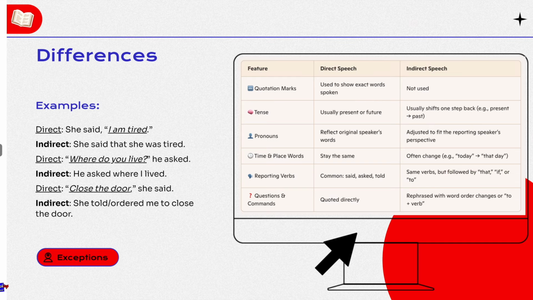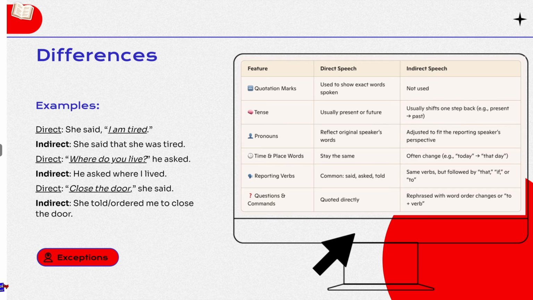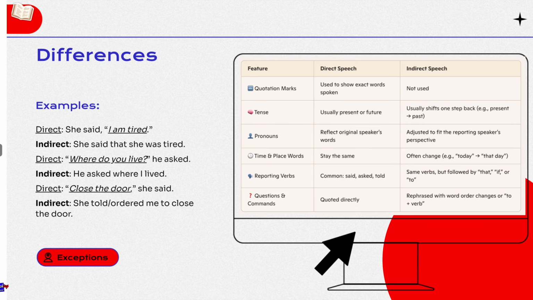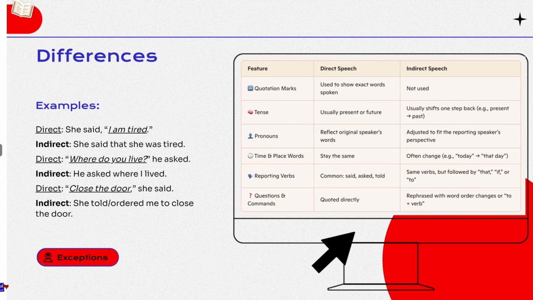Here we have a quick comparison. I asked ChatGPT to give me a table to see the differences. Well, ChatGPT noticed that quotation marks are the most important point of difference, right? So in direct speech, you need to use quotation marks. In indirect speech, they're not used, quotation marks, right?